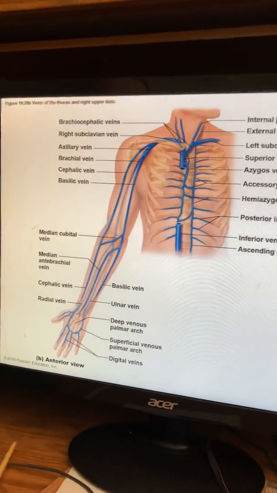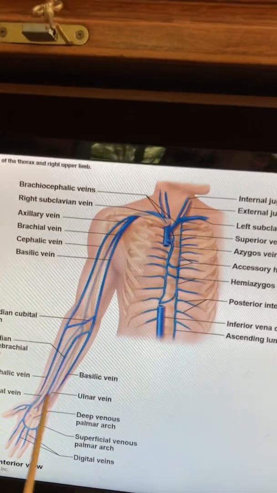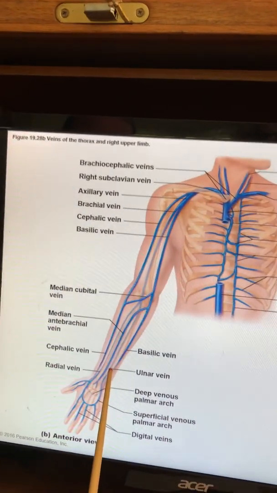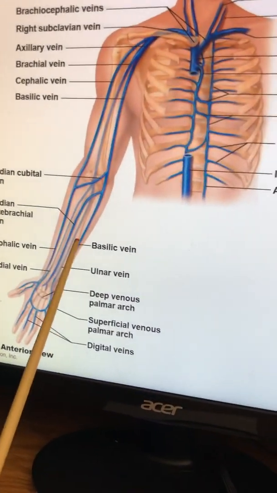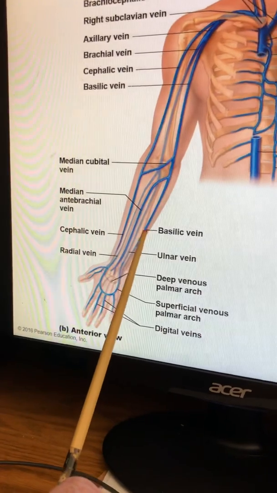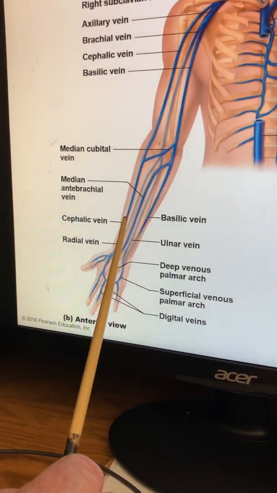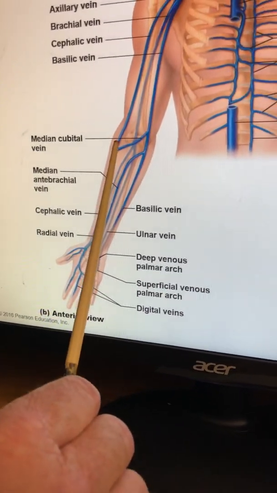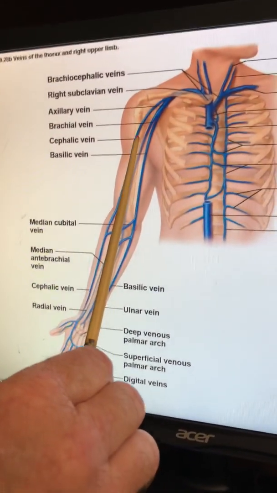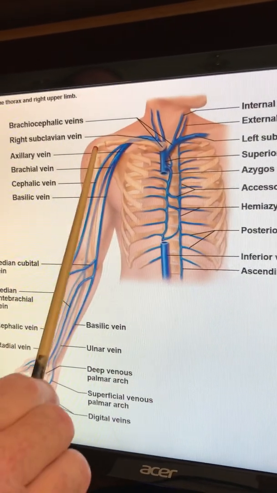Here's a better picture of what we were referring to, a more in-depth view, if you want to think of it. Here's the pinky side. Here is the ulnar vein. Here is the basilic vein. That's going to be on the inferior pinky side, whereas on the radial side would be the cephalic vein. It goes from somewhere around the wrist, goes past the elbow, works its way all the way up here, somewhere around the axillary or subclavian vein.